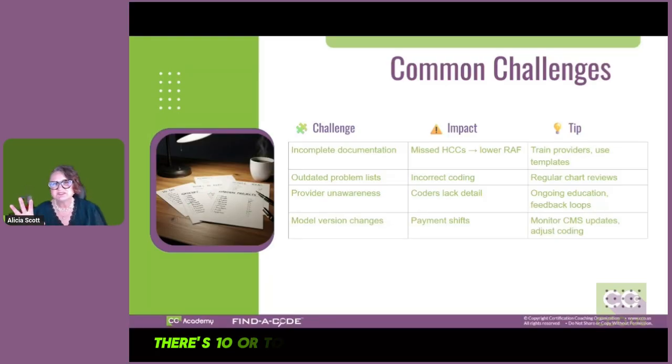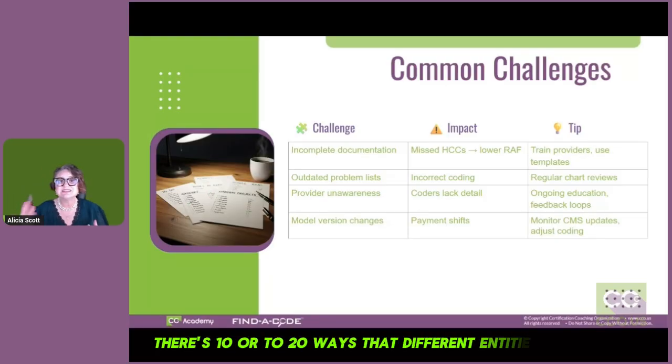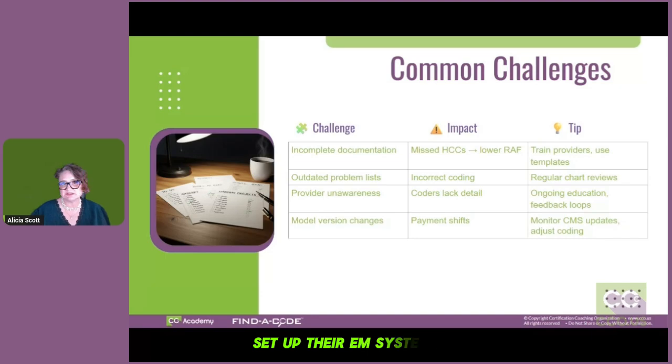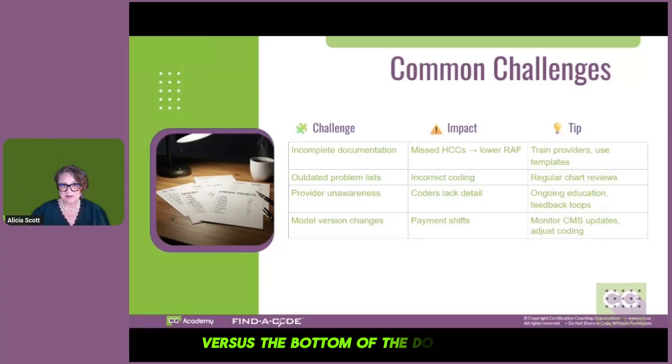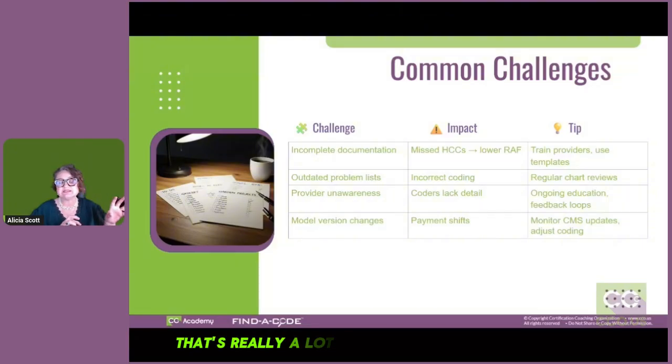There's 10 to 20 ways that different entities set up their EMR systems for the doctor to sign. Sometimes their signature is at the top of the document versus the bottom of the document. Then you have to look for addendums. So that's all this stuff that's really a lot of CDI work, actually, that has to be under your belt. You have to be good at that.